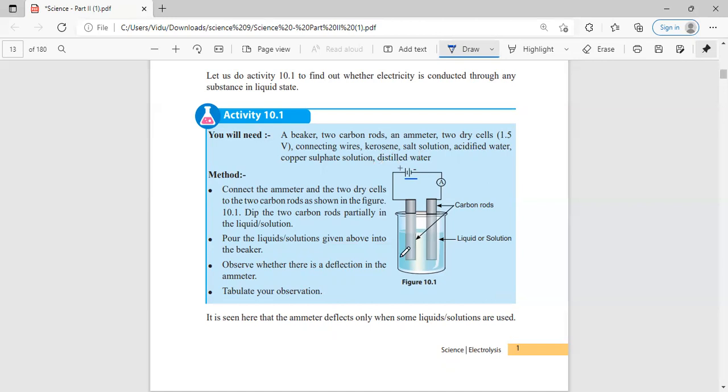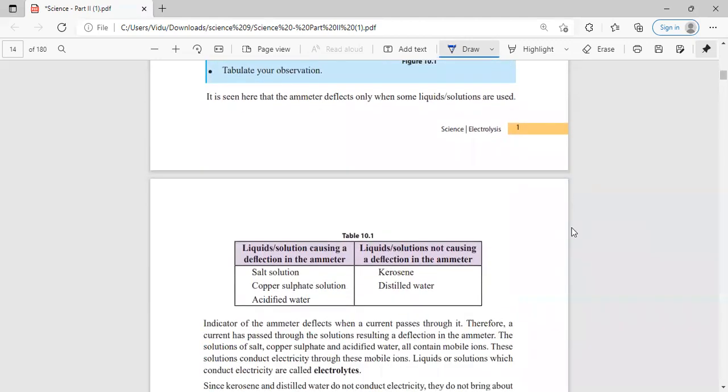So you need to connect the ammeter and 2 dry cells to the carbon rods as in this figure and dip these 2 carbon rods into the beaker and pour the liquids or solutions given above one by one. You need to observe whether there is a deflection in the ammeter. When you tabulate your observations, you can see it like this.